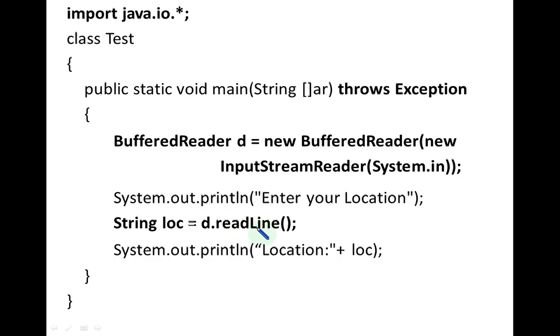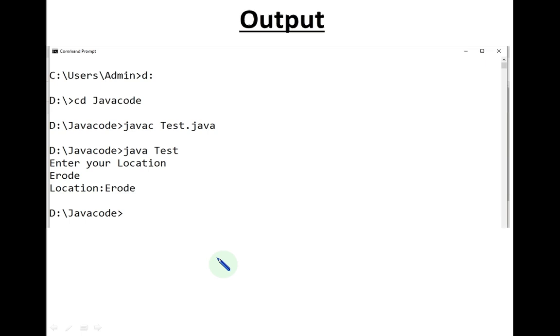Whatever the input, it will be considered as a string. By default the readLine method returns a string value. No problem, we are storing this value in a string variable, so no need for any conversion. After getting the input, we are displaying the output. The output will look like this. Here there is no deprecated API message. When we use DataInputStream and BufferedReader, the output will be the same.